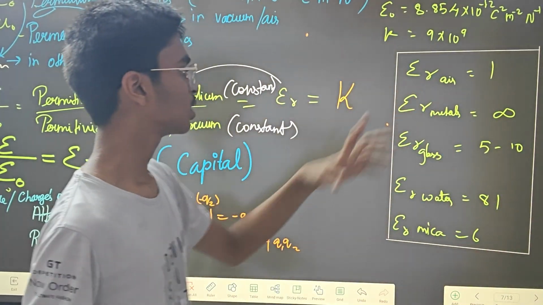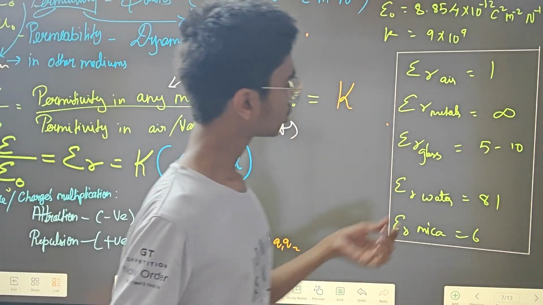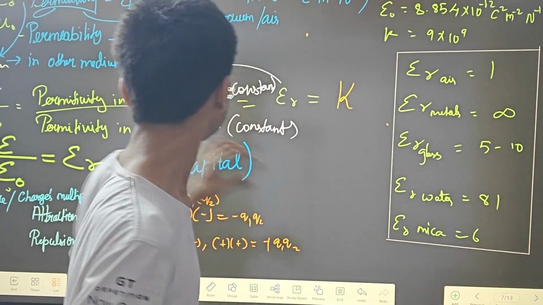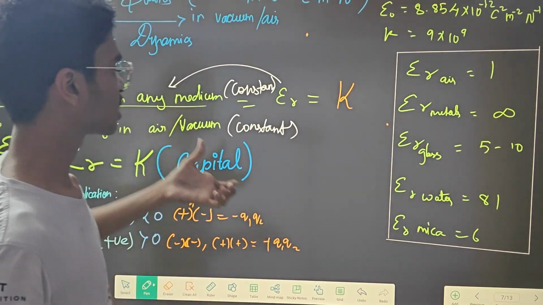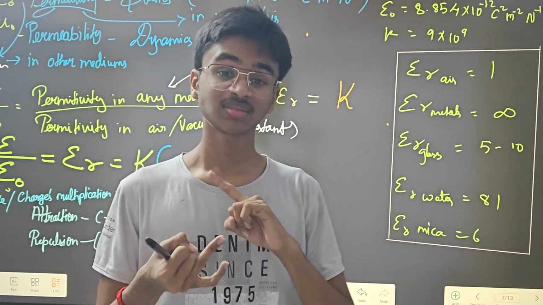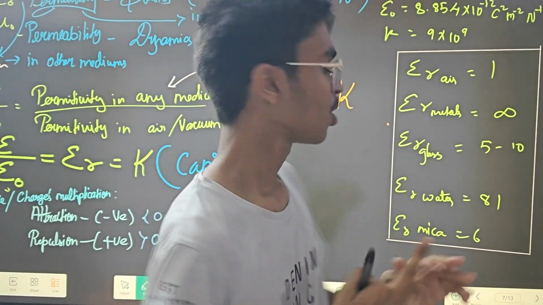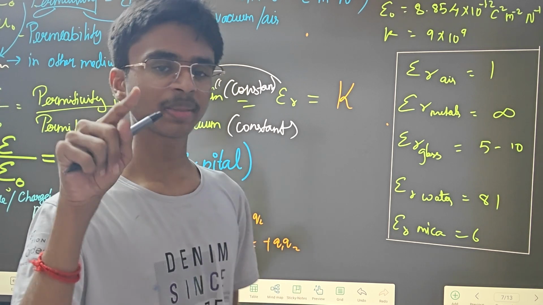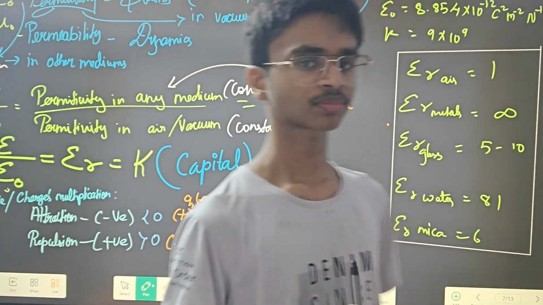So that is why it is actually infinite. Okay, so the next is for glass. Whenever the medium is glass, it will be around 5 to 10, because glass density will be different and the glass which you are using will be different. And for water it will be 81 and for mica it will be 6.